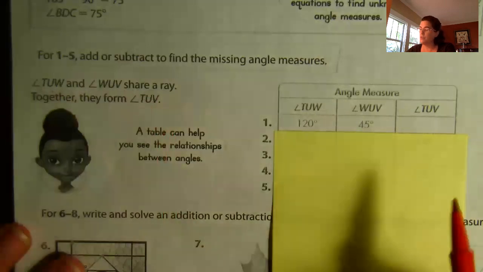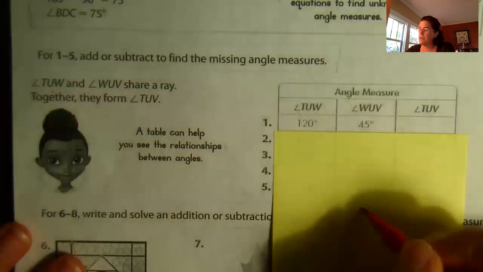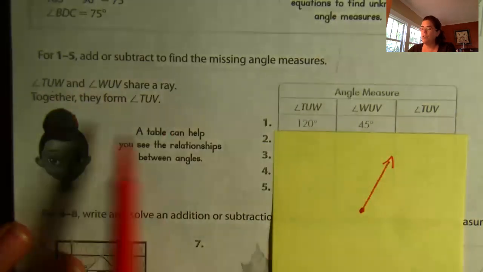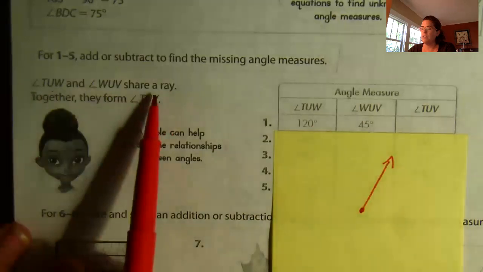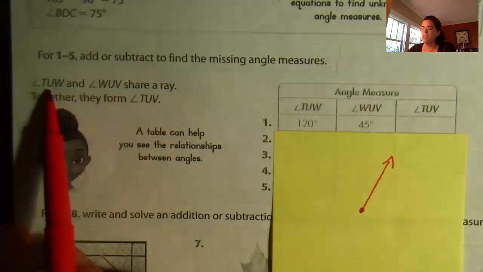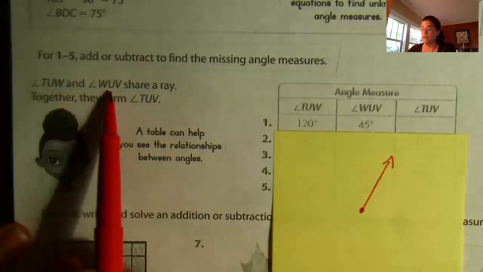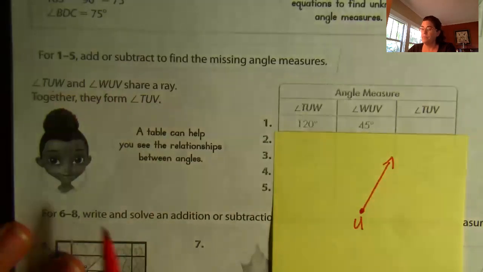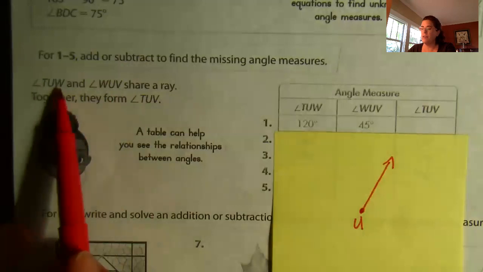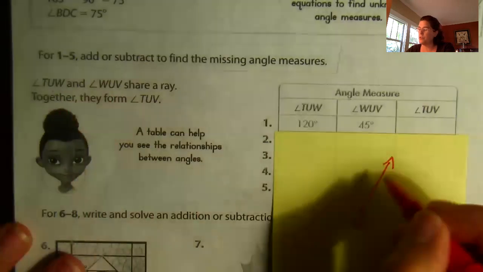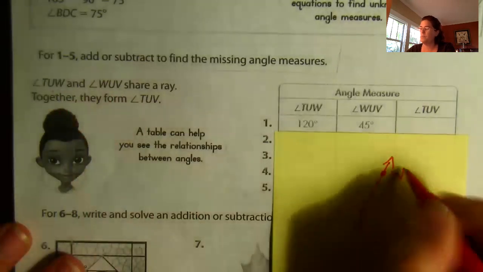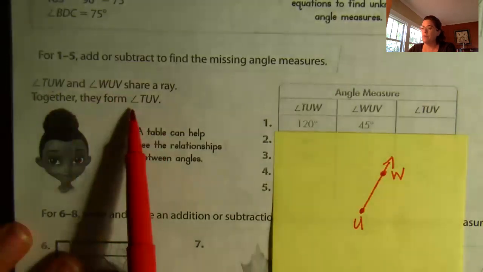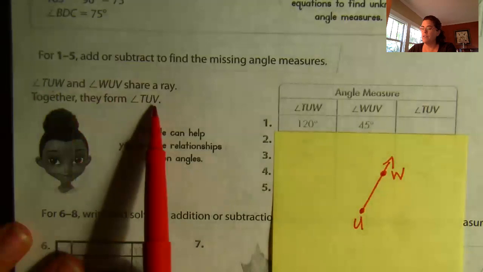Now I'm going to go ahead and draw a ray just anywhere on my paper. I know what a ray is. So I know these two angles share it, and I know the center point is that center letter, U. So I'm going to go ahead and put U here. And because they're sharing a ray, the only other letter that's the same is W. So I'm going to put a W up here. And together they form angle TUV.